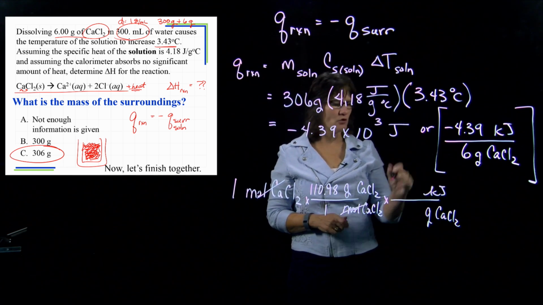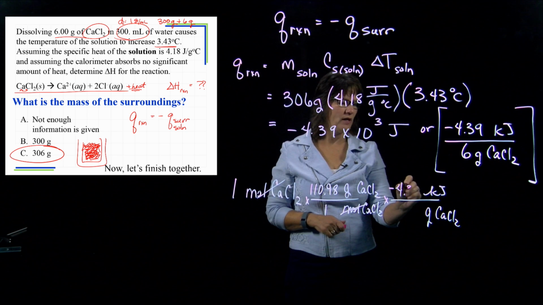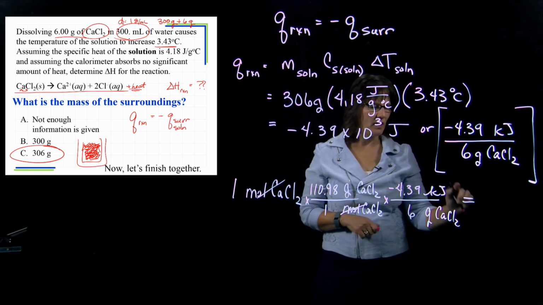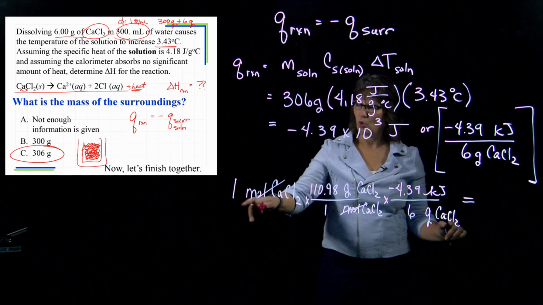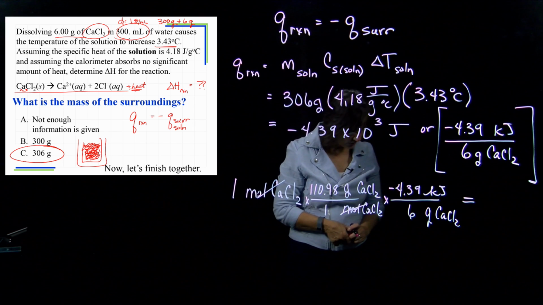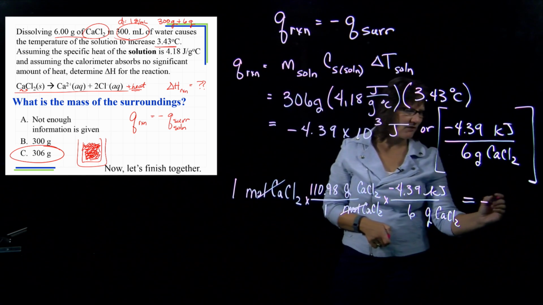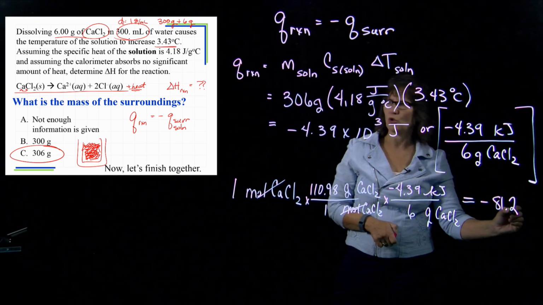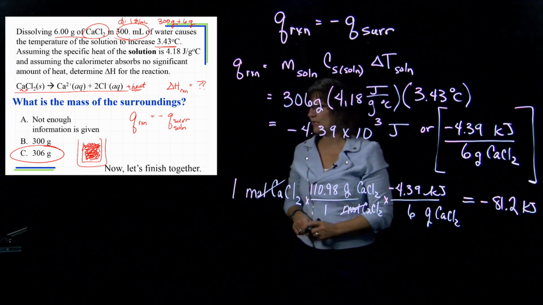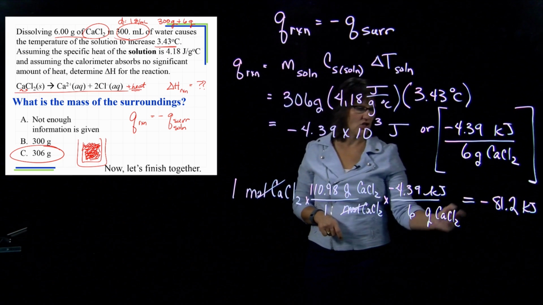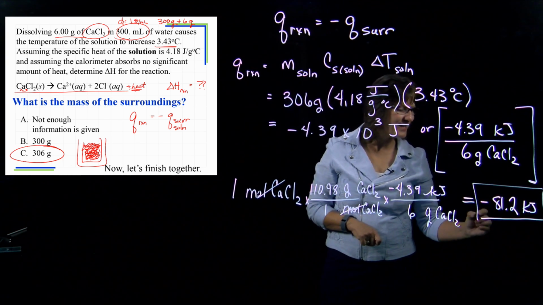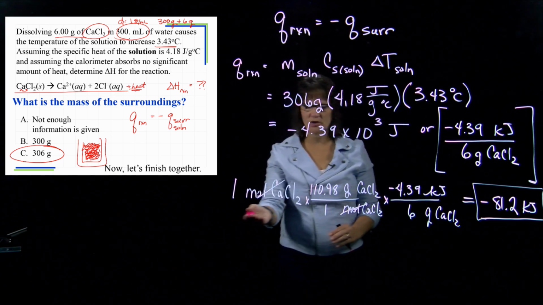And I'll put my numbers with that. I have a negative 4.39 here. I have a 6 there. And this will give me the energy released when 1 mole of calcium chloride dissolves. This is a value of a negative 81.2, and the unit would be kilojoules. So now I can put in what the delta H of this reaction is. It is this value.